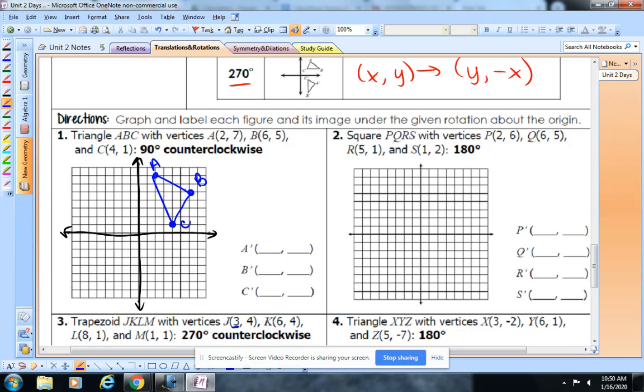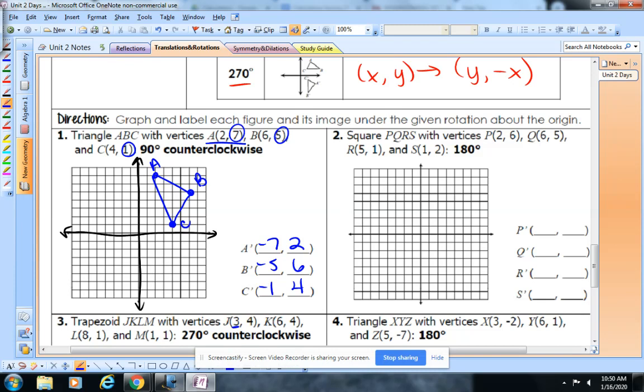All right, that's it. So A is 2, 7. So for A prime, it says for a 90-degree rotation, I swap X and Y, and then change the sign of the original Y. So I'm going to change these signs. Right? So what do you think A prime is going to be? Negative 7, 2. Very good. What do you think B prime is going to be? 5, 6. And what do you think C prime is going to be? Negative 1, 4. That's it. And then you graph it, and then you're done.